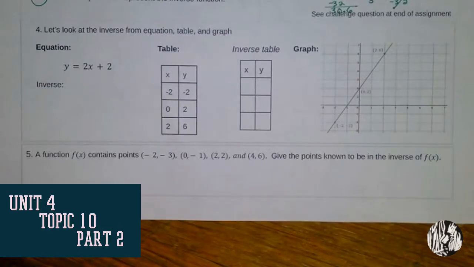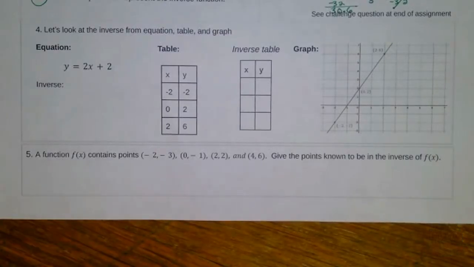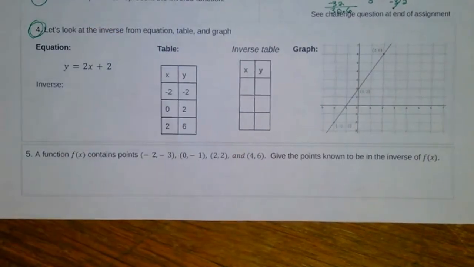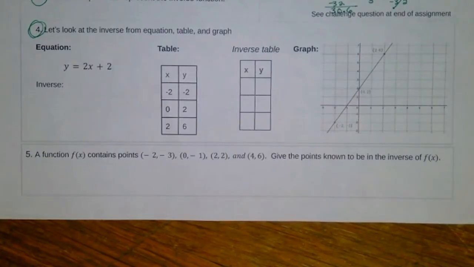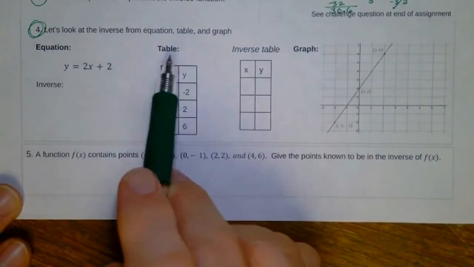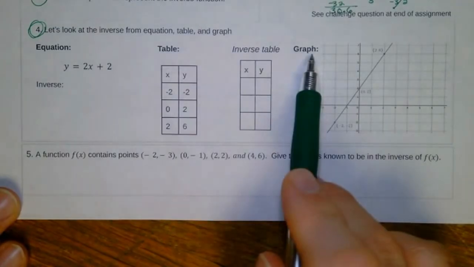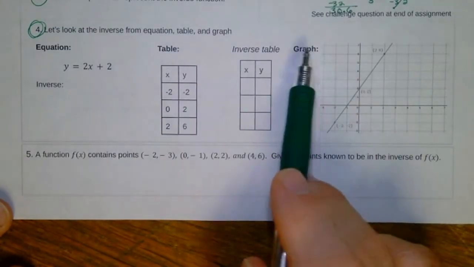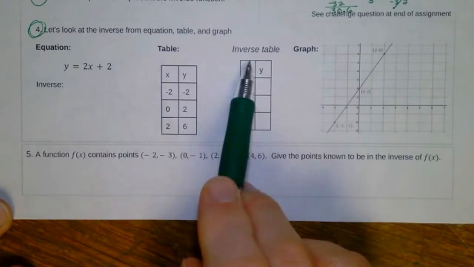Unit 4, Topic 10, Part 2. We're only going to look at two questions, one more on the front side, question 4, and then one question on the back side. This puts it all together. So we have an equation, we have a table, and then we have a graph. But then we're going to do this in terms of the inverse.